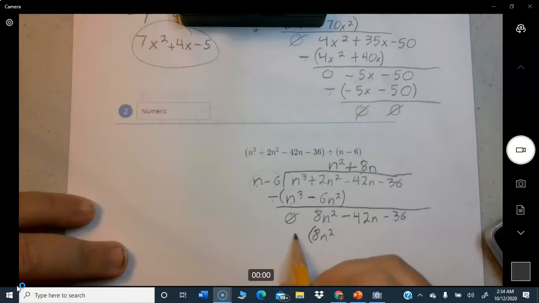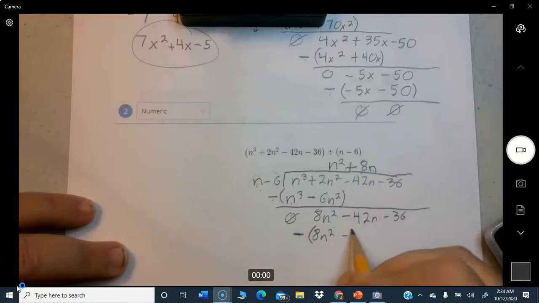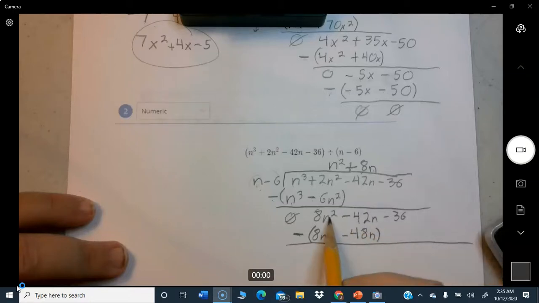Let's go ahead and put our parenthesis and our minus sign out here. And then 8n times negative 6 is negative 48n. Close the parenthesis and subtract. So this minus this always goes to 0. Okay, this is negative 48n. That's positive 48n. So that's plus 6n. All right, now you bring down the 36.